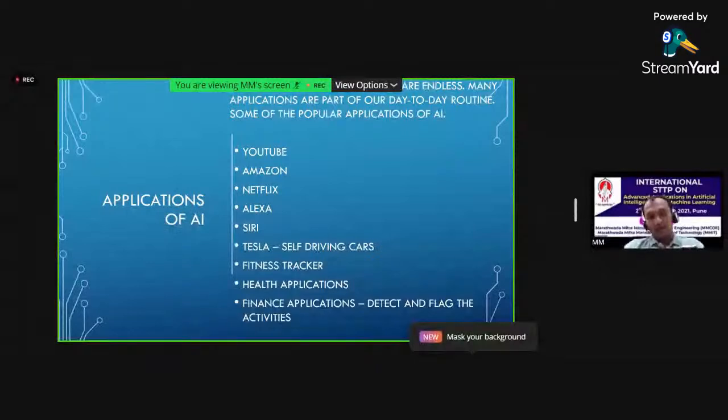So that's where AI or the application comes into the picture, where it can detect and flag those suspicious activities and give alerts to the appropriate management so that they can decide what we can do.